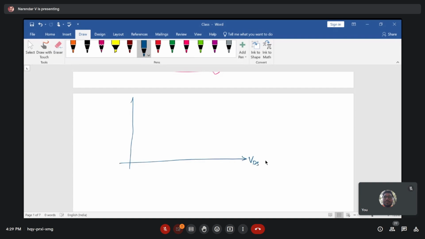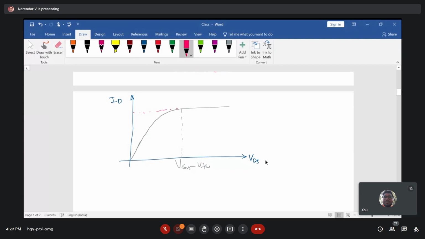VDS on your x-axis and ID on your y-axis. As you increase the VDS value, the current increases linearly, and then it saturates, and finally you can notice the constant current. This is the point where you can say it is the constant current, VGS minus VTH, and we have already written the expression for it. Okay.